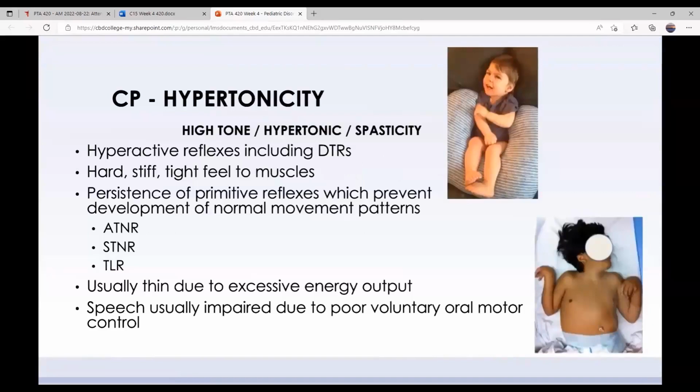Patient is very thin due to excessive energy output. They can also develop an asymmetrical or symmetrical tonic neck reflex. And the patient's speech is also impaired due to poor voluntary and oral motor control.